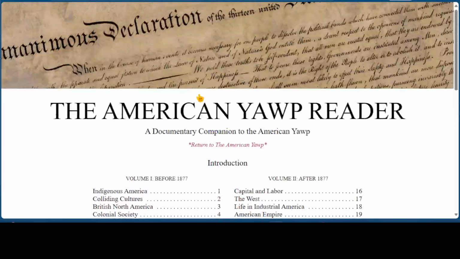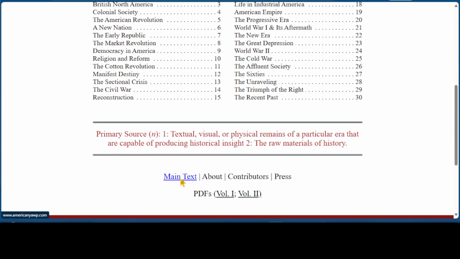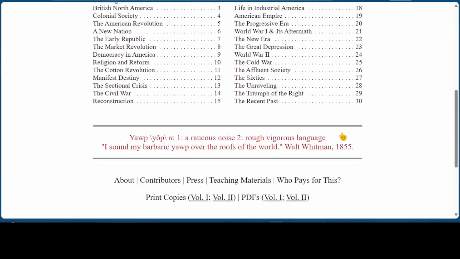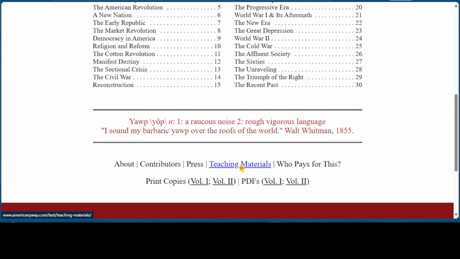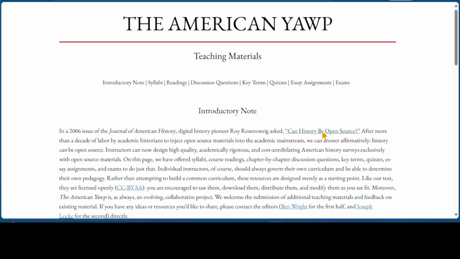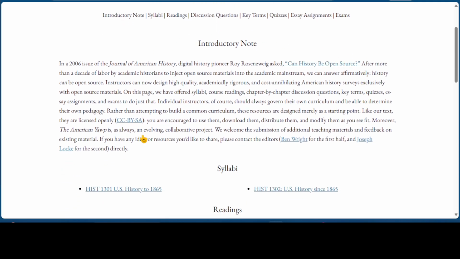They do also have some teacher helps here. And so if we go here to the main page here, when you scroll to the bottom, there are teacher materials. So you would click on that, and then there's introductory note here. You have a syllabi, the readings, discussion questions, key terms, and quizzes. So there are quizzes here. There are essay assignments and exams.